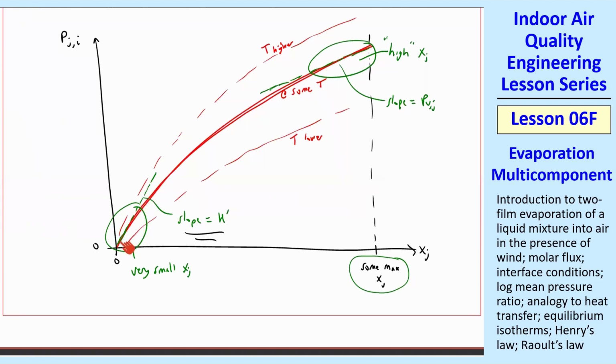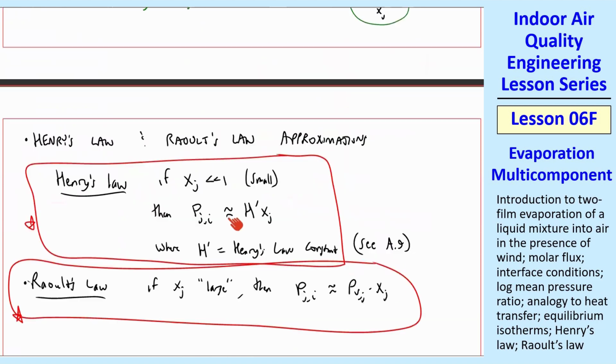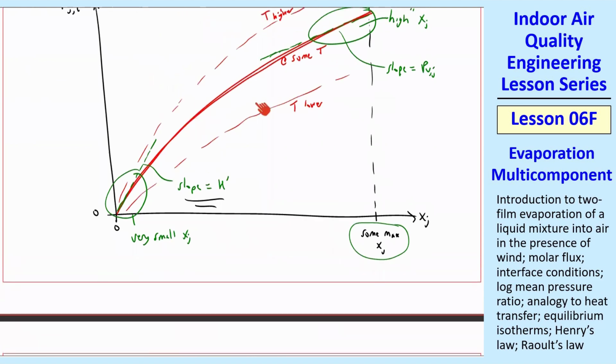So we're just in this little region. If we have a very high x_J, we're taking the slope as P_VJ instead of H prime. If you're somewhere in the middle in this range that neither Henry nor Raoult apply, you're kind of stuck. You got to go to some tables or figures, plots like this, to be able to find that. Now, if you want a little way to remember this, H comes before R in the alphabet. So Henry is the lower one, Raoult is the higher one. Henry's law applies here. Raoult's law applies here.